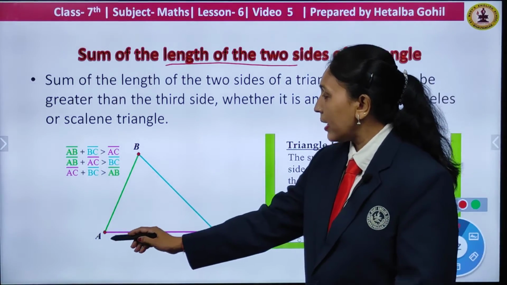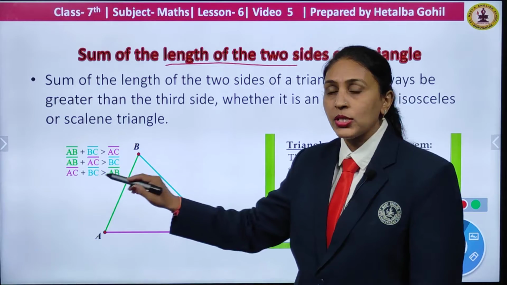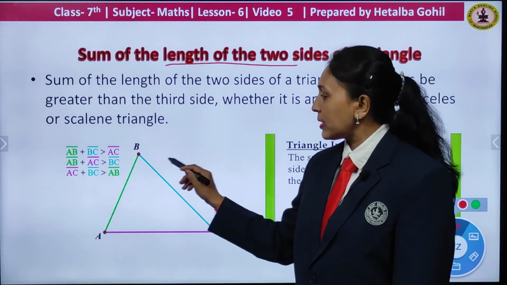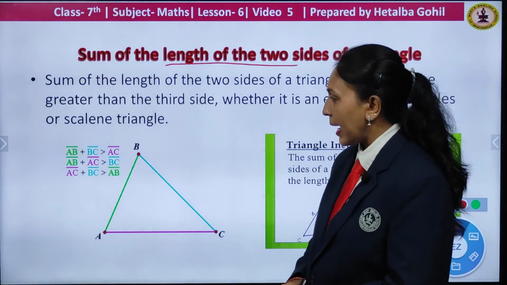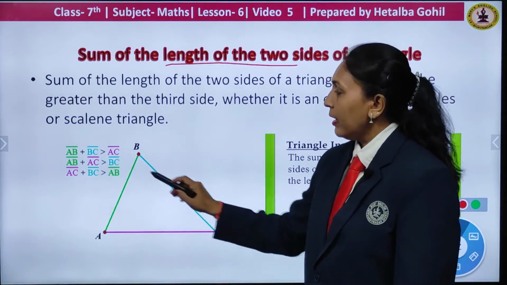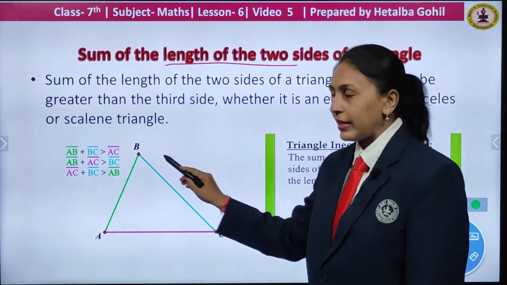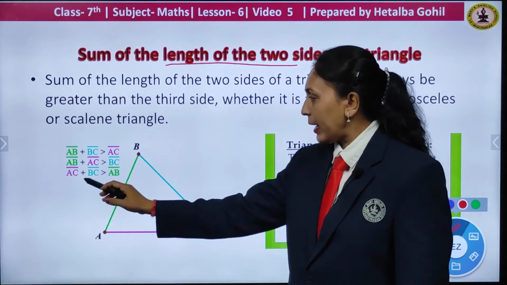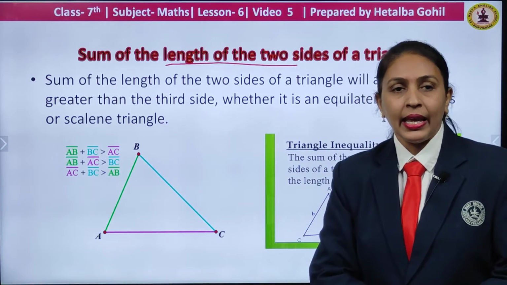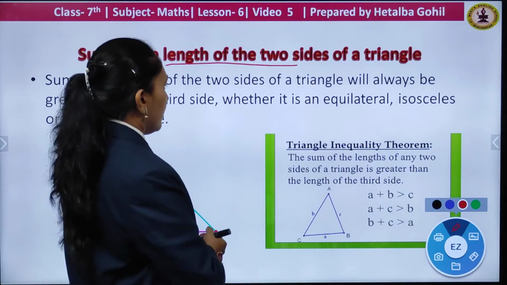You can see the given triangle ABC. According to this property, the sum of two sides, you can take any two sides of the given triangle, when you add the measures of two sides, it will always be greater than the third side. You can see here AB plus BC will always be greater than AC. Then if you take AB and AC, the sum will always be greater than BC. Similarly, if you take AC and BC, the sum of these two sides will always be greater than AB. Okay, so that is the property of this triangle.